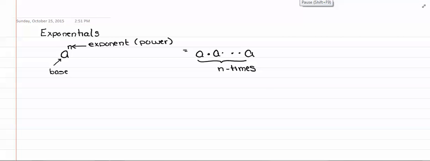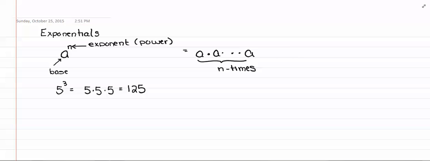Our next section is on exponentials, and we're going to be looking at taking a to the n power and kind of looking at what that means. A is called your base, n is called the power or the exponent, and really what this means is we're doing repeat multiplication. So for example, if I have the number 5 to the third power, that's just taking the number 5, multiplying it times itself 3 times, and coming up with the number 125.